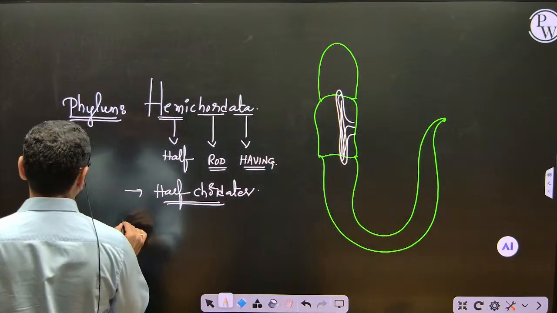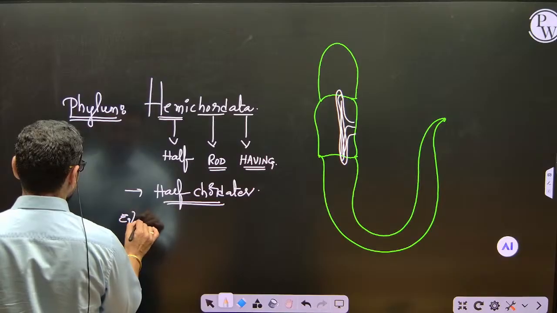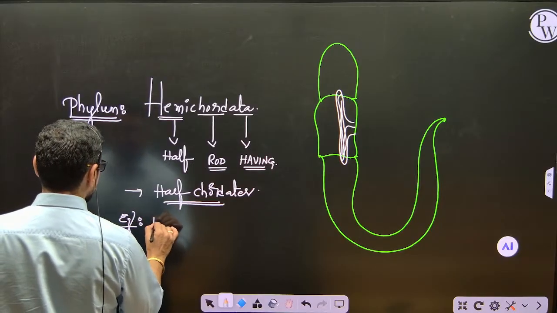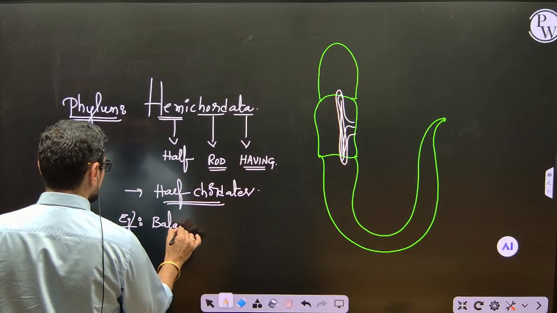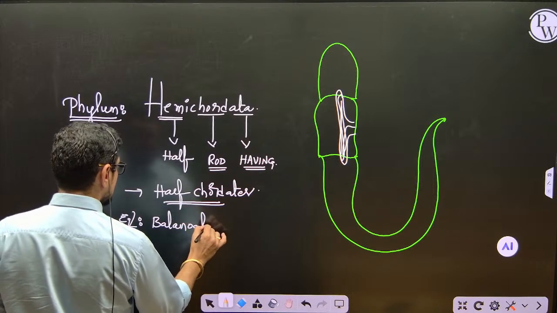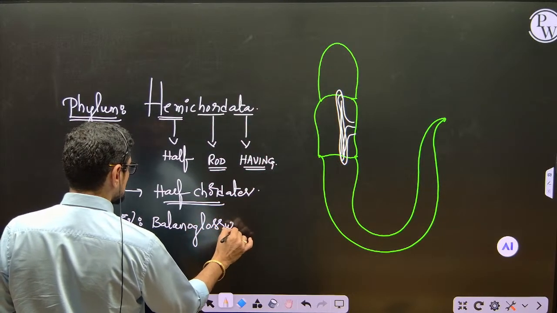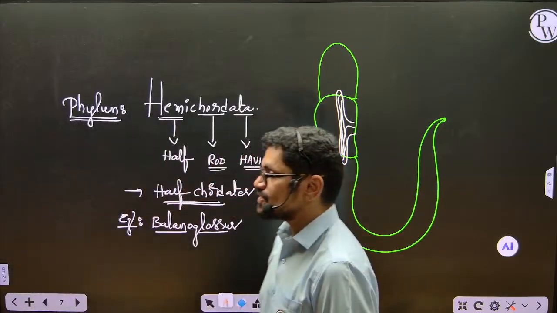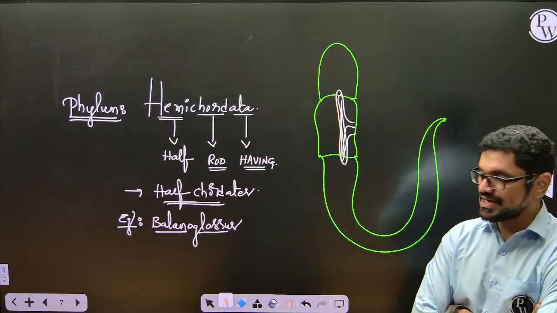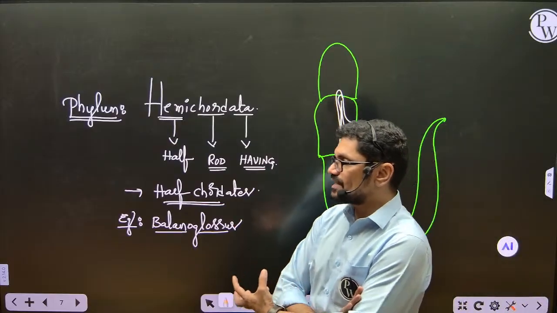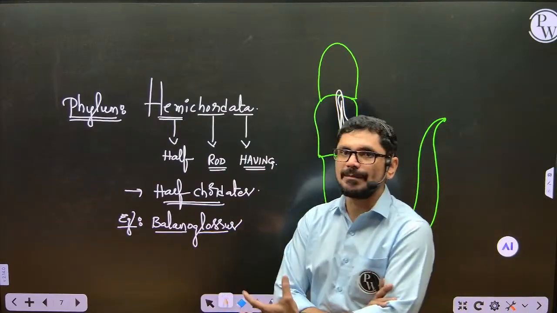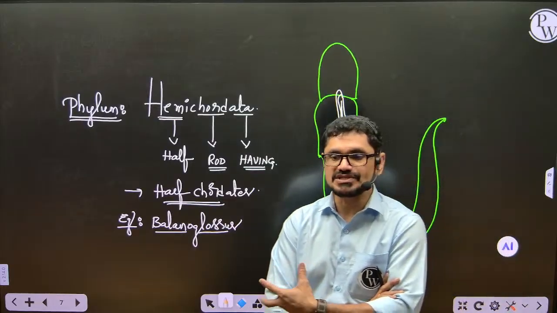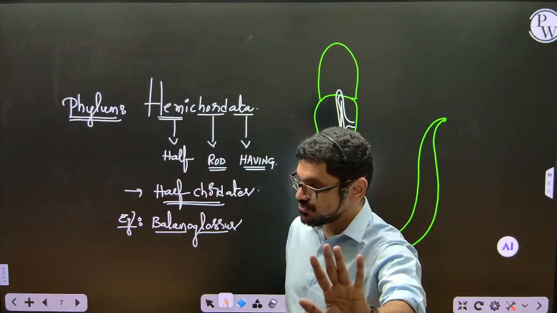Example: Balanoglossus, Saccoglossus. Like that some words are there. Just remember the word Balanoglossus. I am just introducing some words to you. Okay.